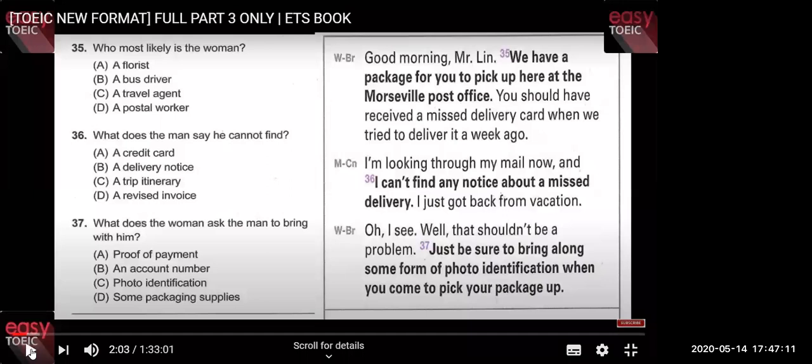So it's a postal worker. Postal worker. So travel agents deal with vacations and holidays.